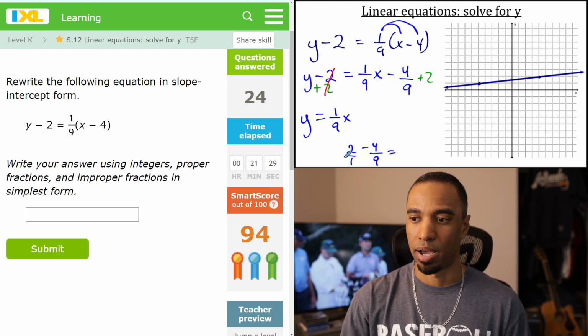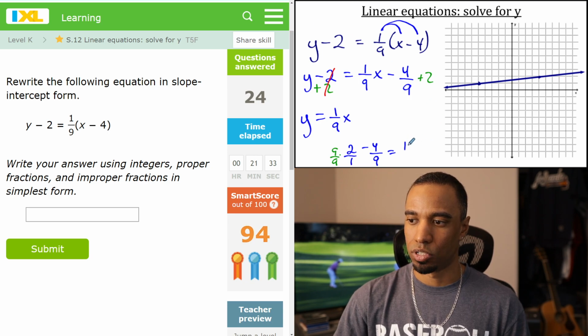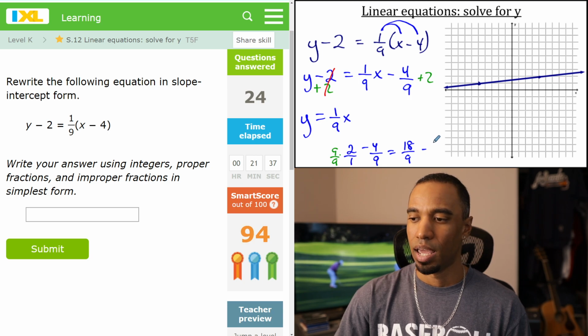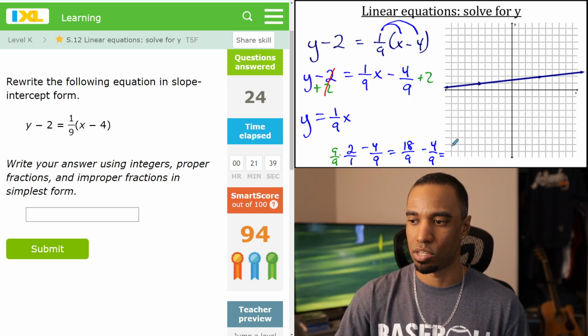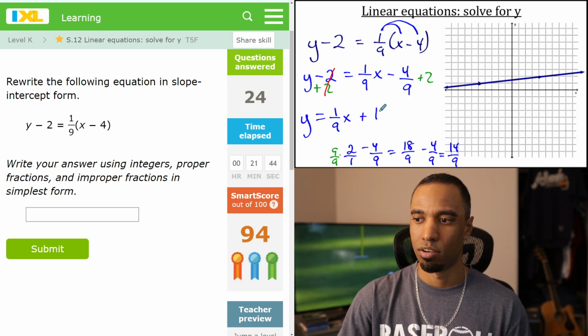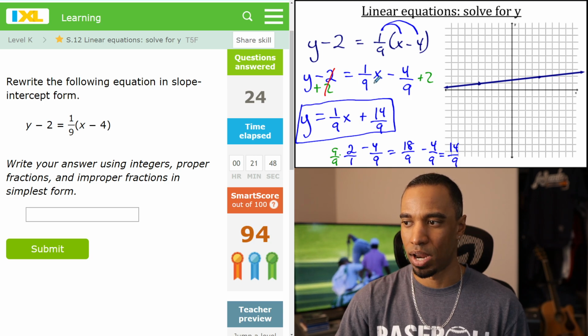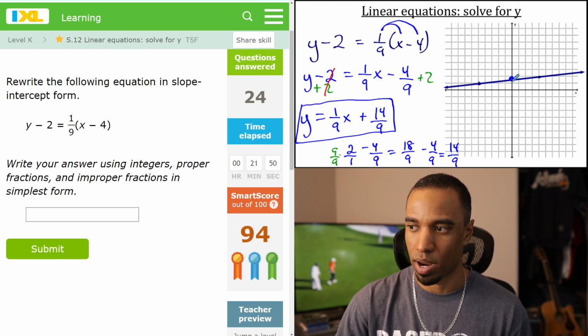So by 9 and 9. So I get 18 over 9. If I said 18 over 2, I meant 18 over 9. 18 over 9 minus 4/9, which is 14 over 9. So that'll be 1/9 x plus 14 over 9. Now 14 over 9 is, like I said before, 1 5/9. So that's where you start right here.